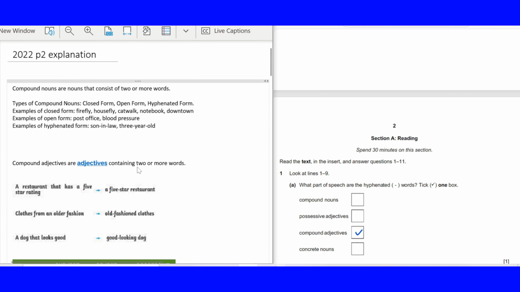Compound nouns are nouns that consist of two or more words. There are three types: closed form, open form, and hyphenated form. Closed form, like firefly, housefly, catwalk, notebook, and downtown. Open form, for example, post office, blood pressure. Hyphenated form, for example, son-in-law, 3 years old. So those are compound nouns.